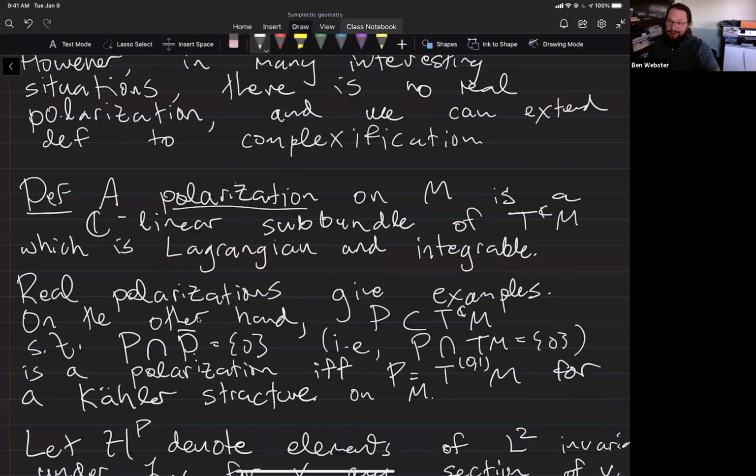So basically the integrability of the subbundle, we actually talked about this, right? The integrability of that subbundle exactly means that 0,1 vector fields are closed under taking Lie bracket, which we already saw was equivalent to it being an actual complex structure. And then being Lagrangian is the complex structure being compatible with the symplectic structure.